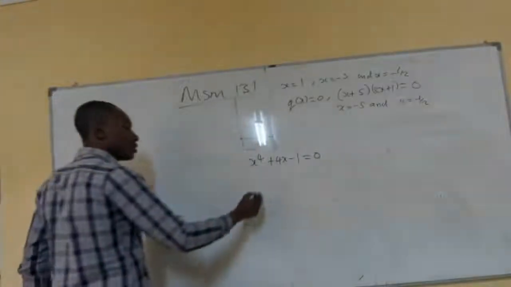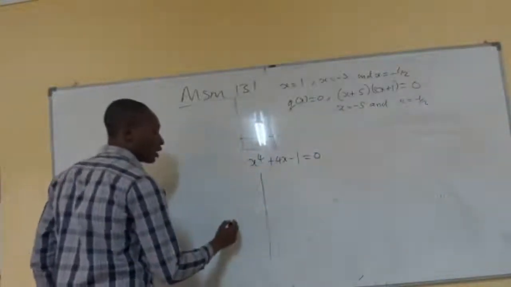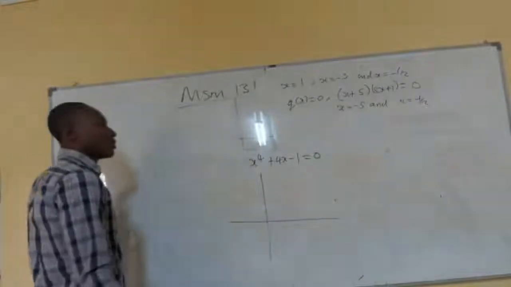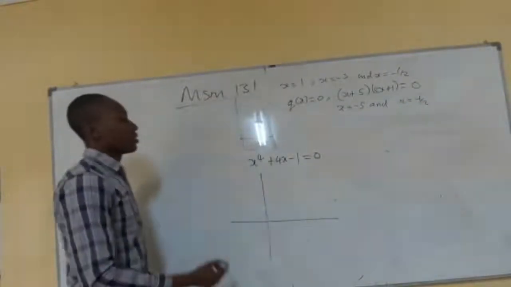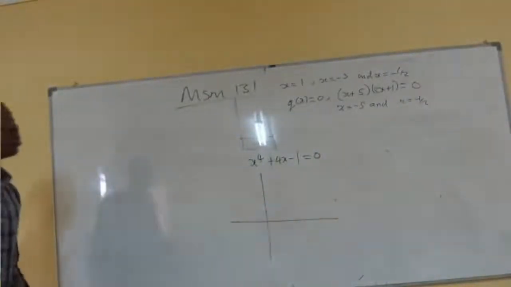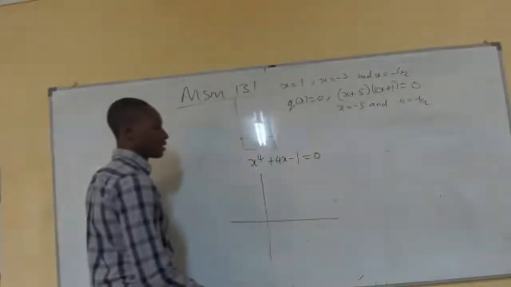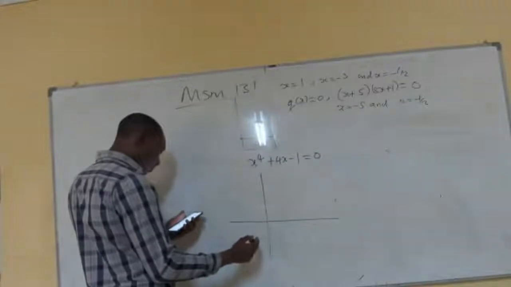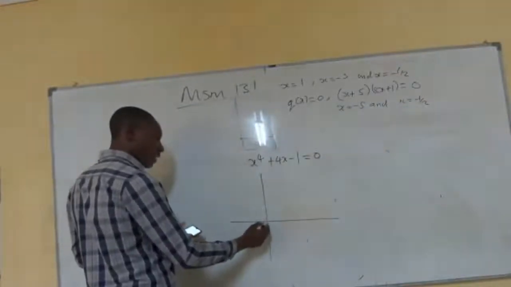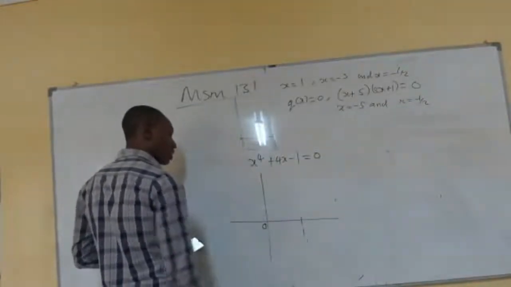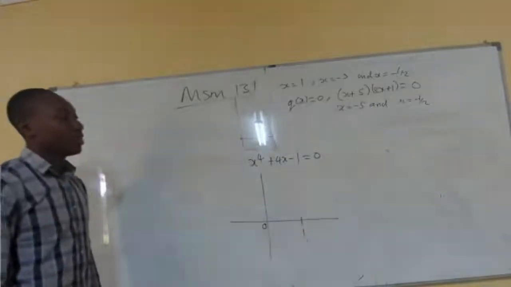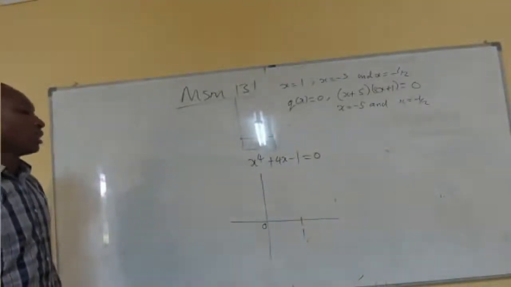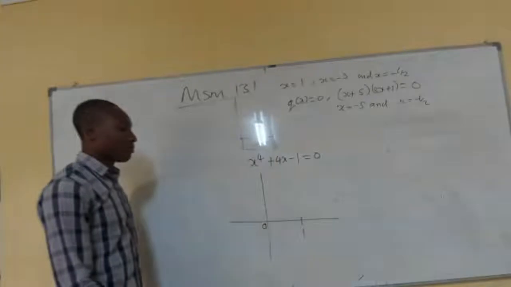Alright? So how do we show? Here's how we're going to show. We are being told that we need to show that it has roots between x equals 0 and x equals 1. So let's just pick 2 points on this. I'm going to mark 2 points.